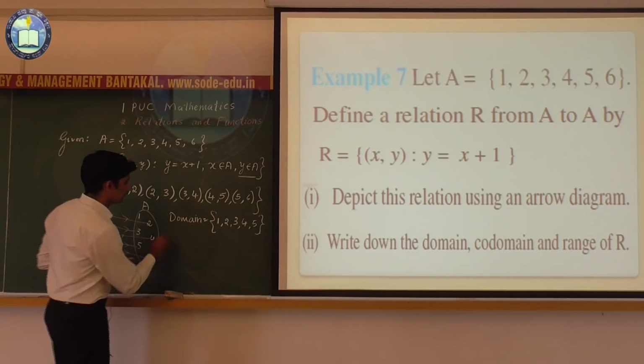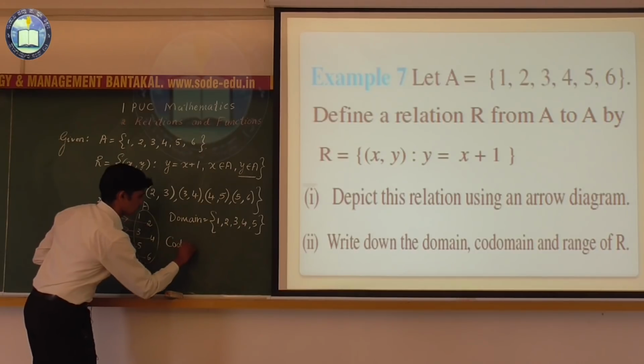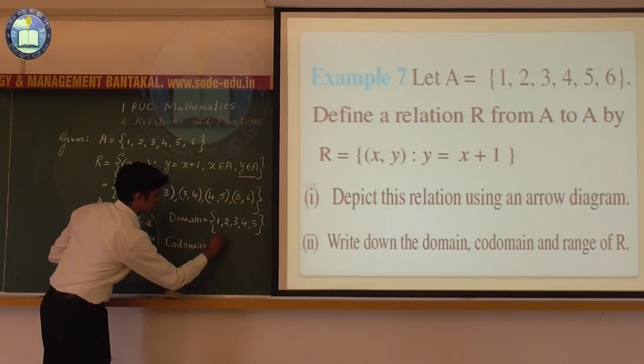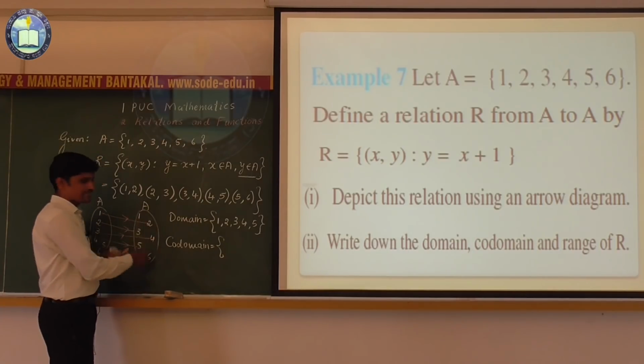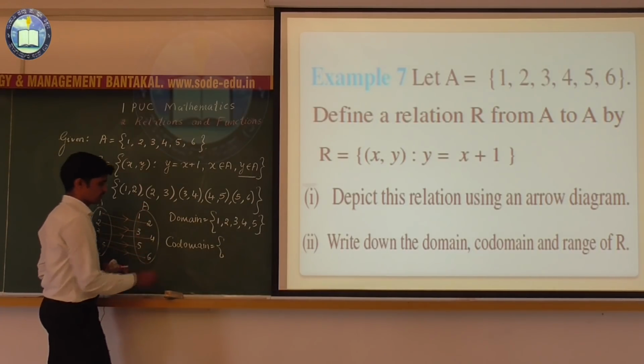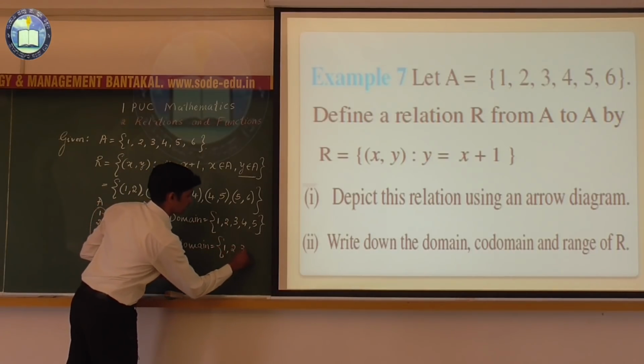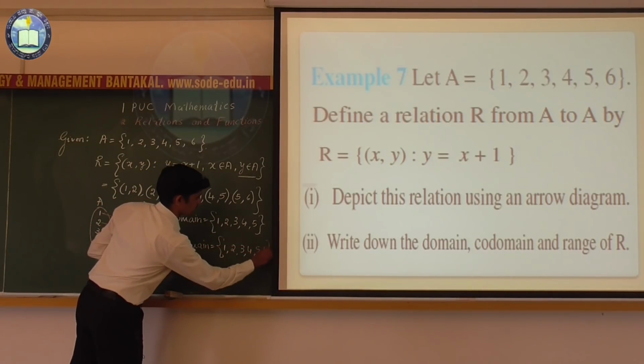Next, codomain. Codomain is the set B, set of all elements in the second set, that is 1, 2, 3, 4, 5, 6.